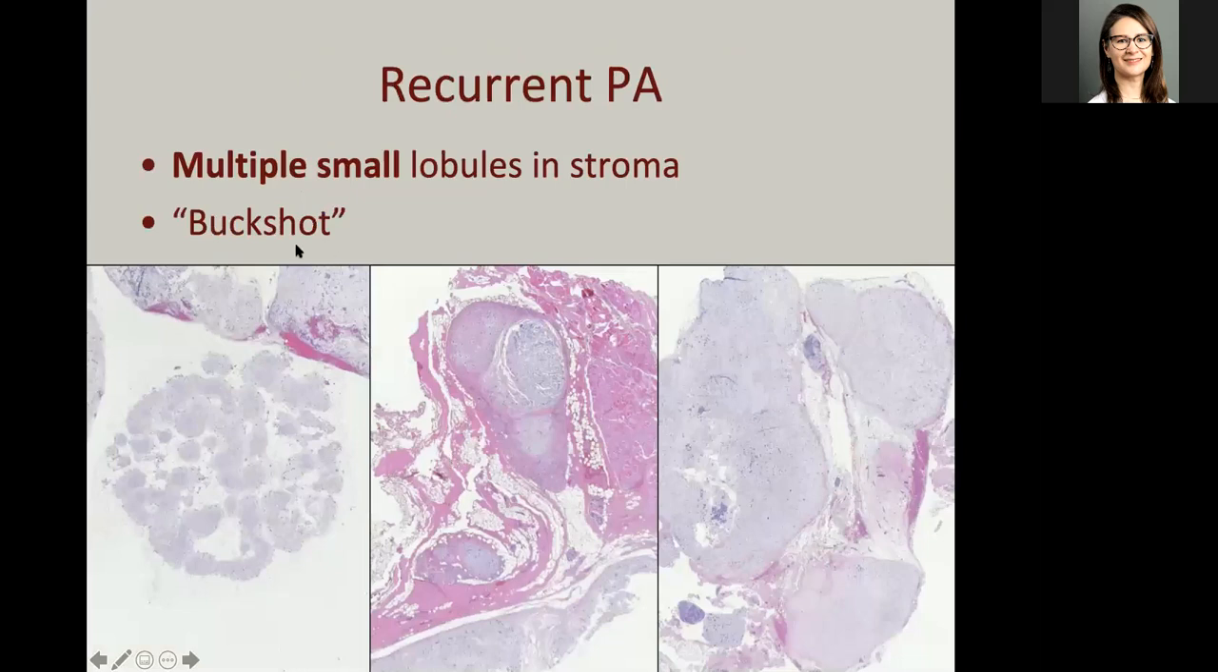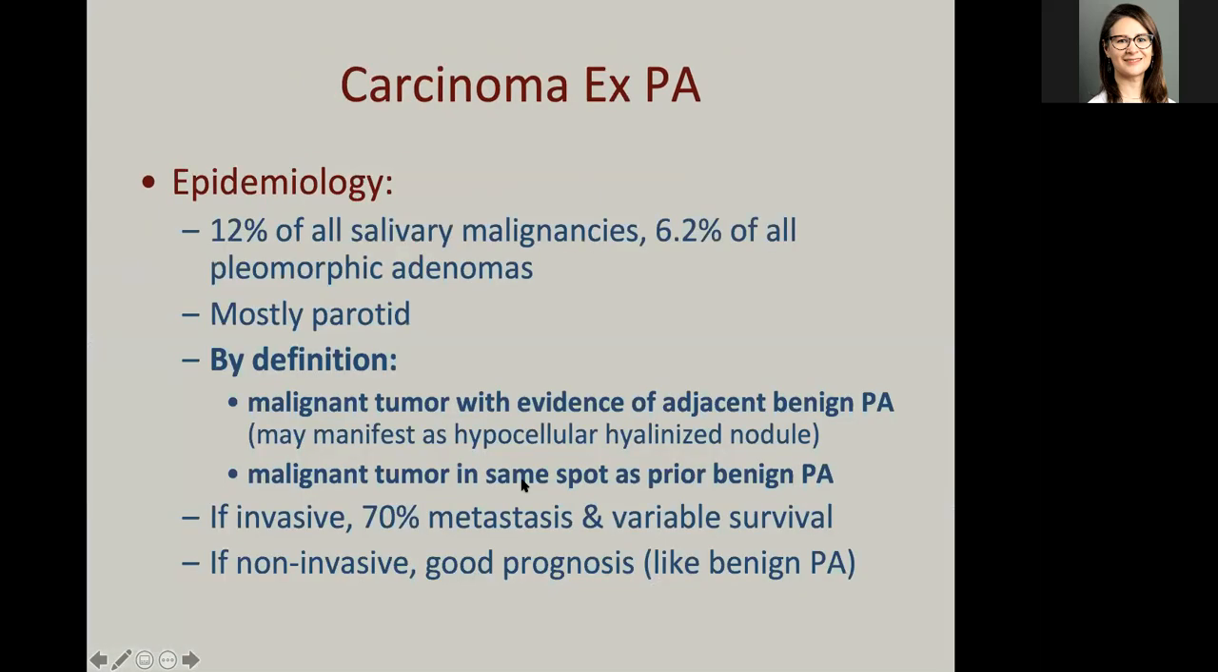So here are histologic examples of those. One, the recurrent PA with these very small, I like to call them buckshot nodules, within the parenchyma. And then actually carcinoma X. Carcinoma X is thought to be 12% of salivary malignancies and 6% of PAs. By definition, it's either a malignant tumor with evidence of an adjacent hyalinized, burnt out benign PA, or a malignancy arising in the same spot as a prior benign PA that has been previously excised.